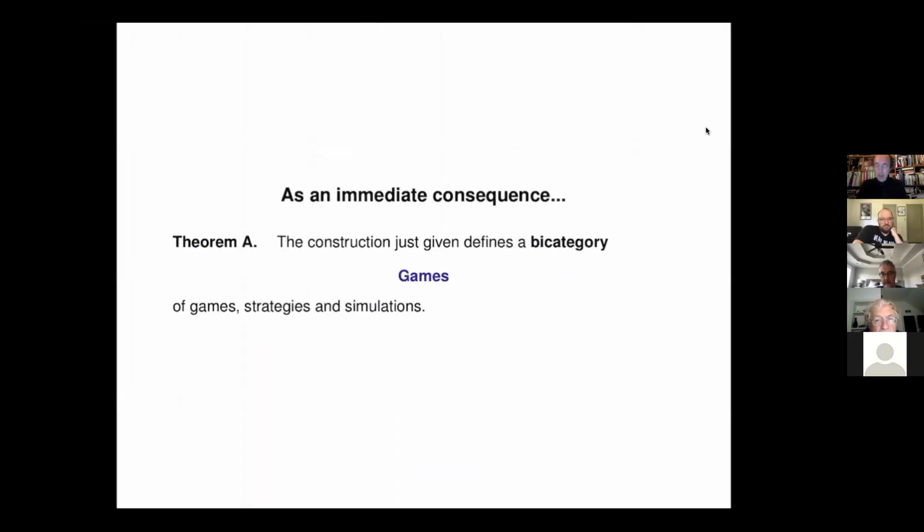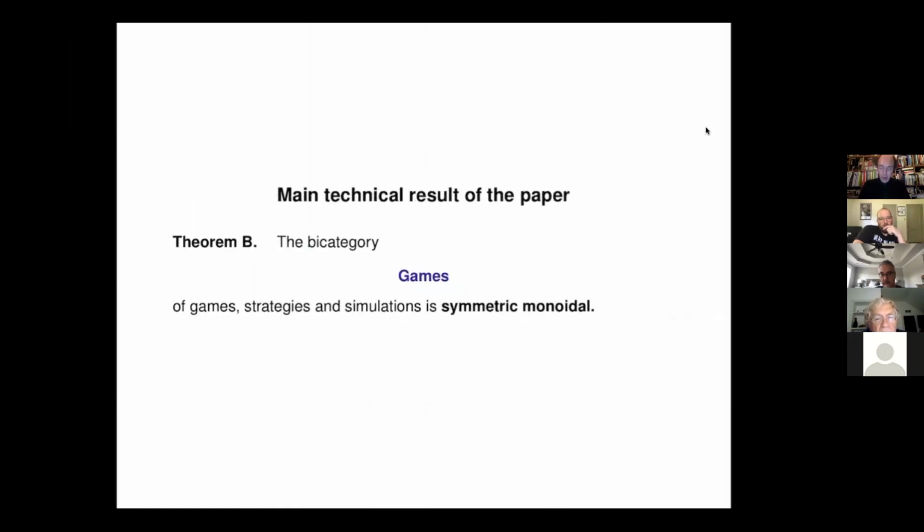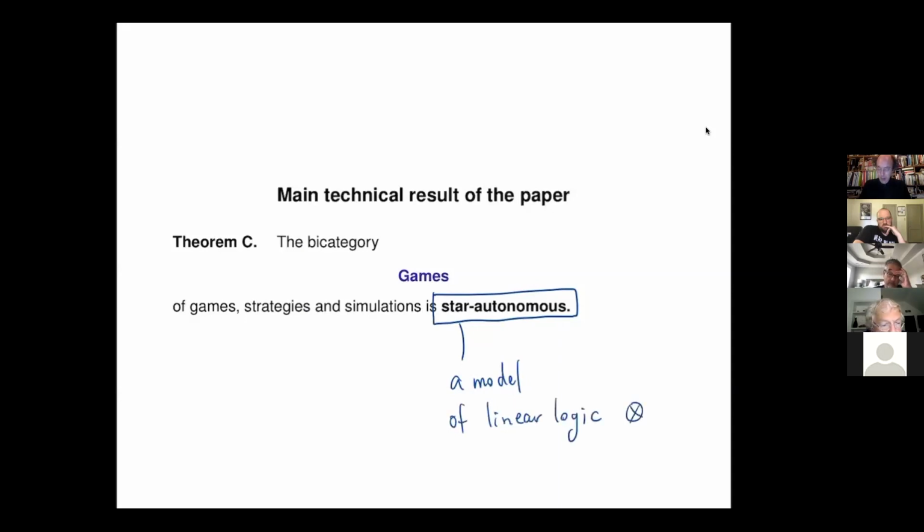And as an immediate consequence, if you work a little bit, you can show that games is a bicategory. So we have a good composition and we have a good notion of identity. In the same way, we can show that games is symmetric monoidal, and in fact that it's star-autonomous, which means it's a model of linear logic. And by model of linear logic here, I mean of the tensor and the cotensor or the par, and in fact there is also an interpretation of the plus and the with.